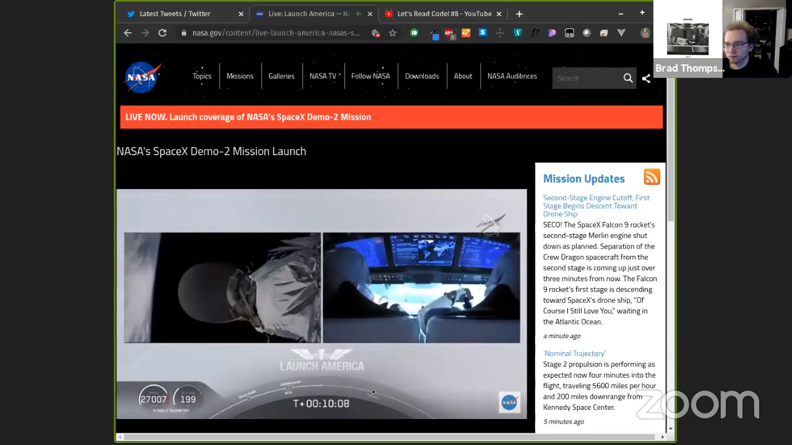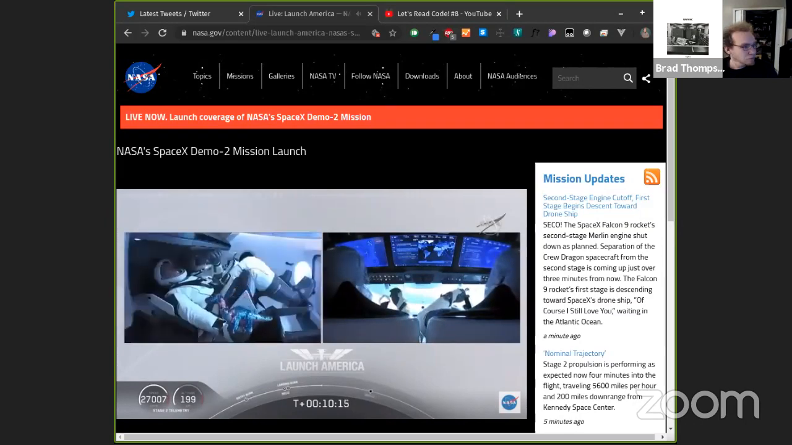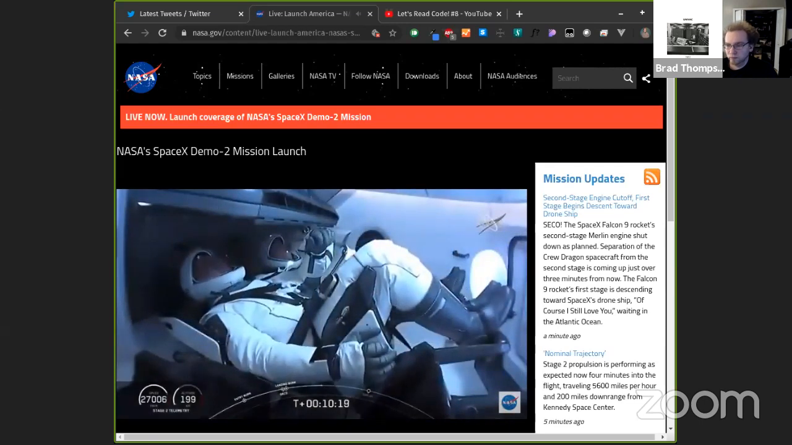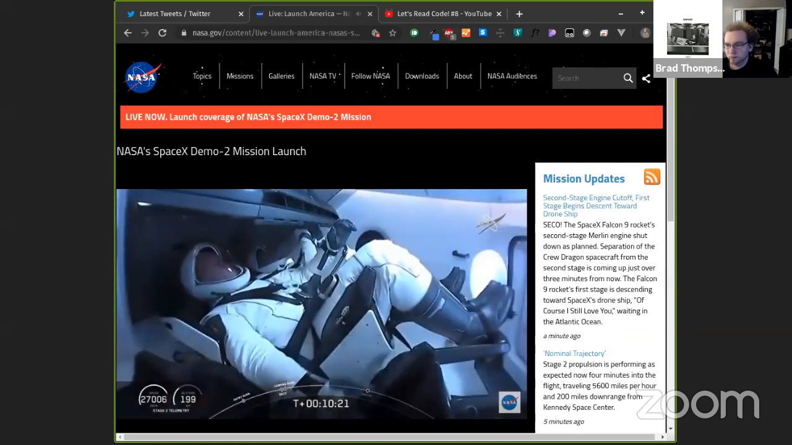Right at about 12 minutes is when Dragon will separate. Looks like we saw a 0G indicator floating around there. Wondering what exactly that is that they brought up with them.